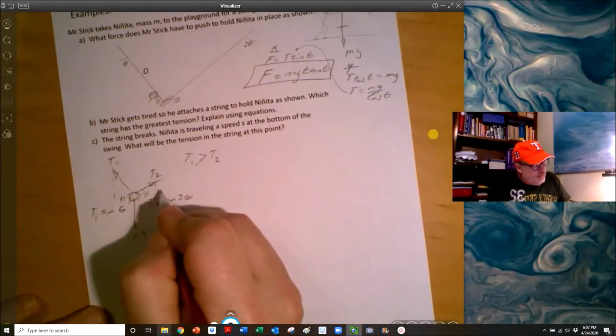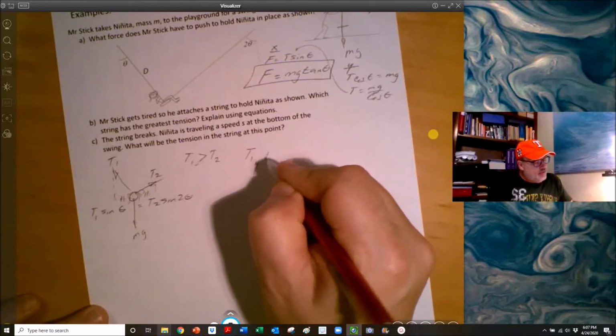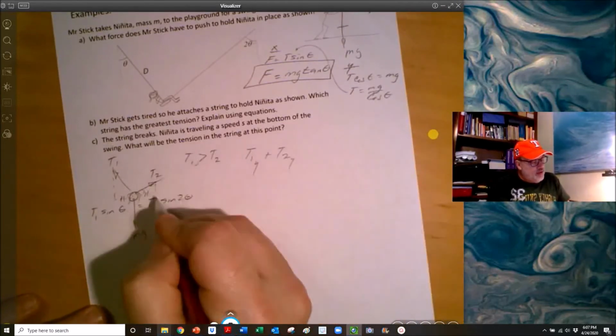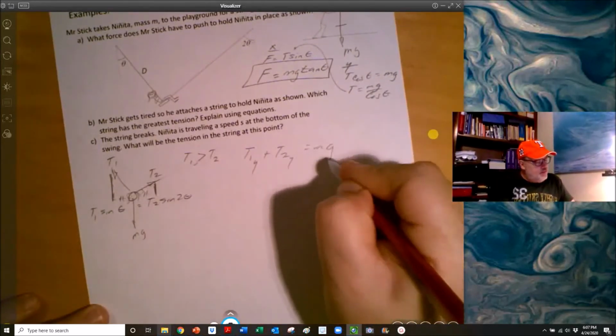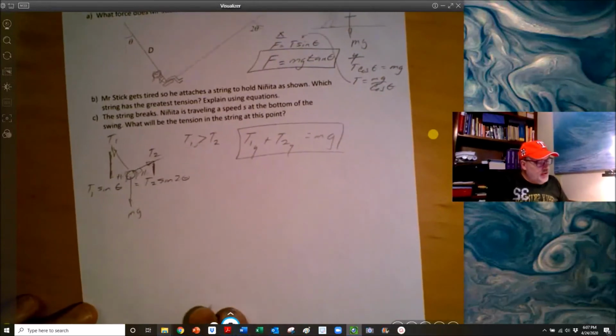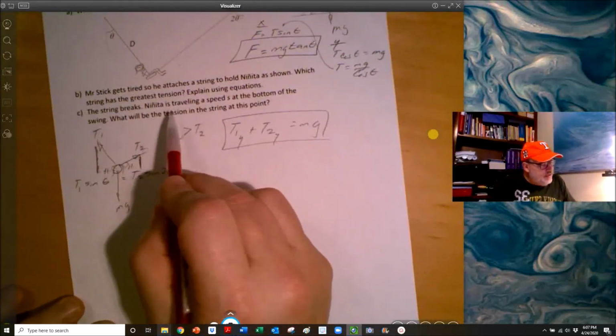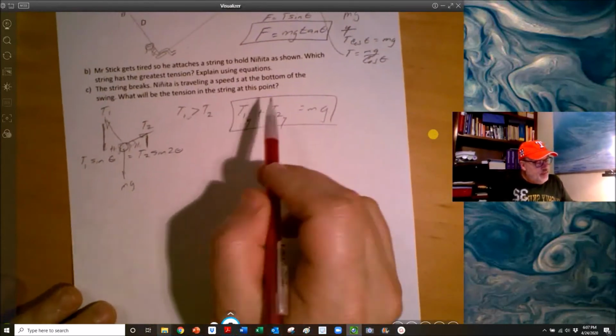By the way, just as a side note, we do know that T1 in the y direction plus T2 in the y direction, these upward pieces right here and here, have to equal mg downward in order for this to be static. All right, let's look at our last problem. The string breaks. Ninita is traveling at a speed of s at the bottom of the swing. What will the tension be in the swing at this point?